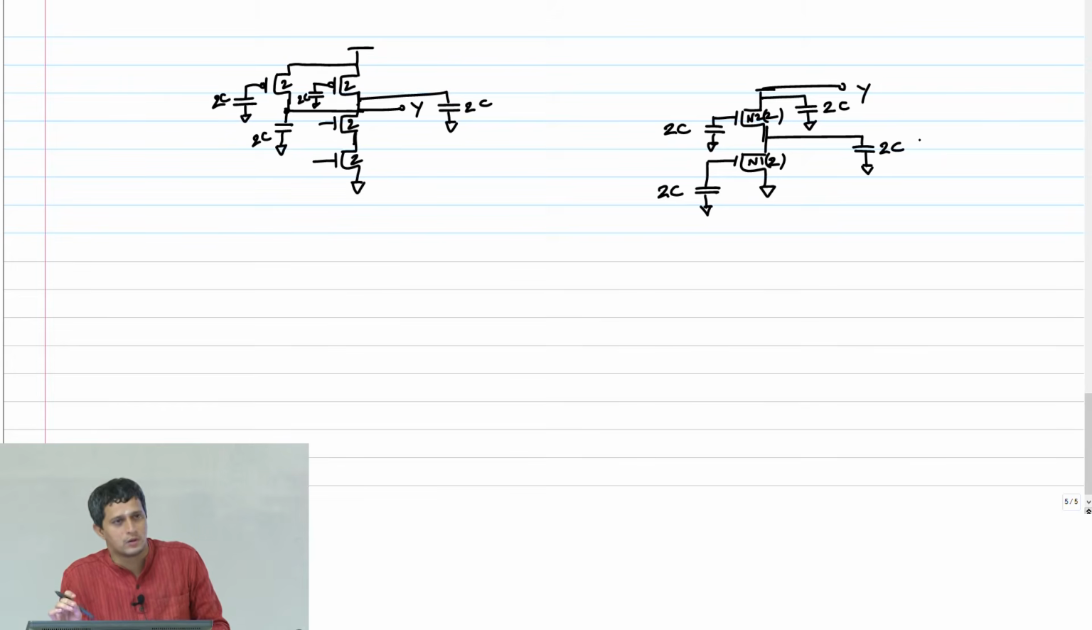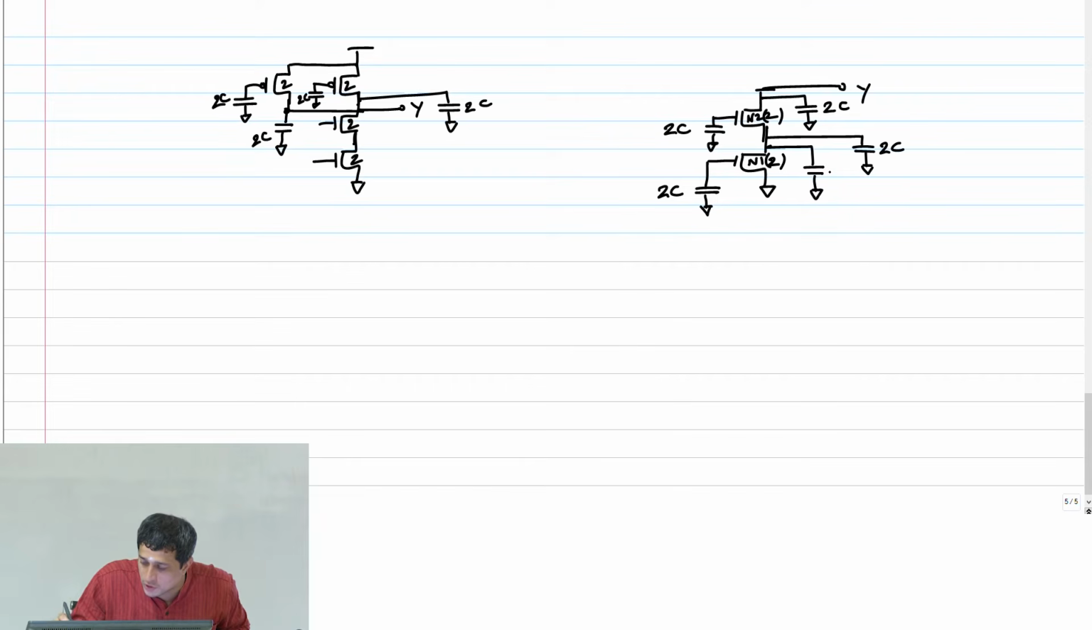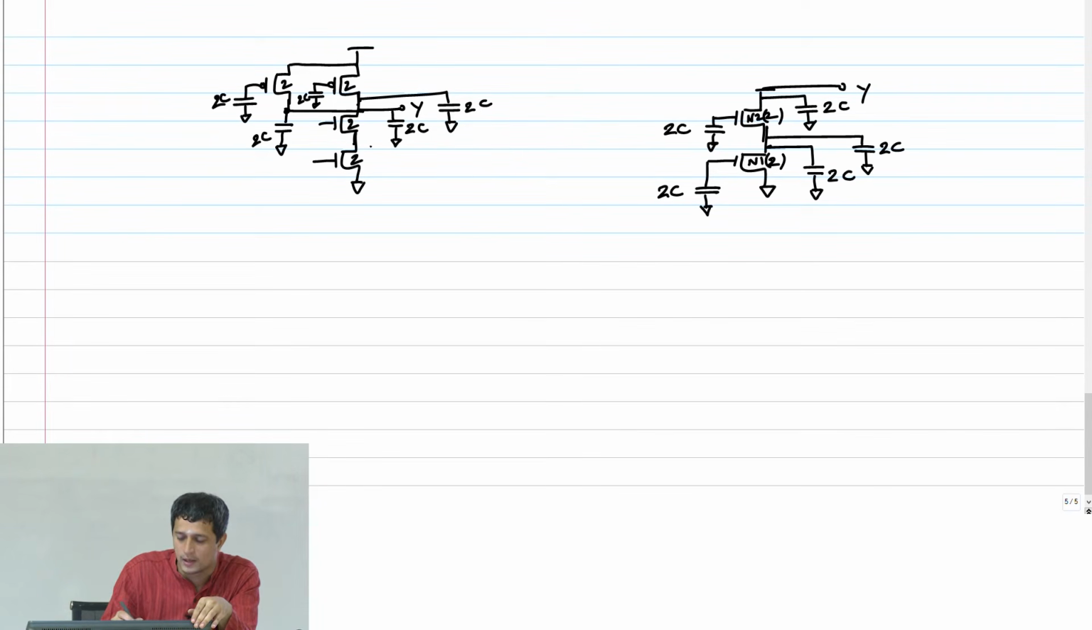Wherever you have a node, you got to put a capacitance and scale it by the width. The drain of N1 will have a capacitance of 2C. So what is the net capacitance here? No, forget the PMOS, I'm talking only of the NMOS. 2C, right? What is the net capacitance here? 4C, okay? And I have 2C, 2C, okay?